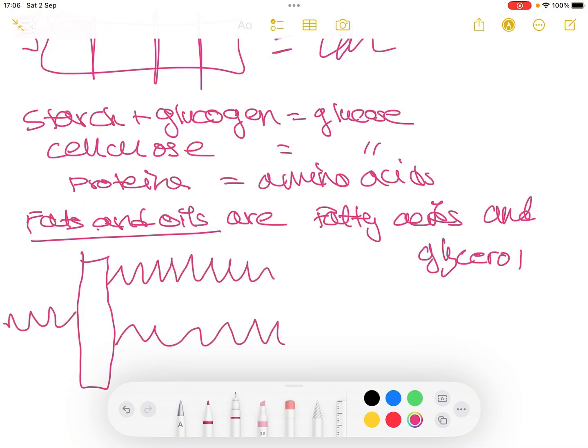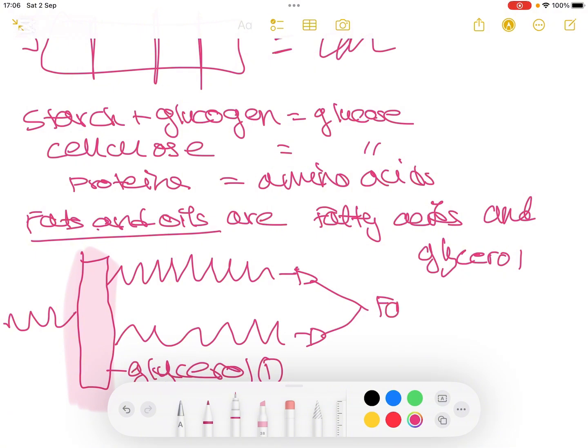So basically, the one highlighted in light pink is the glycerol, which is only one, and these are the fatty acids, and they are 3.